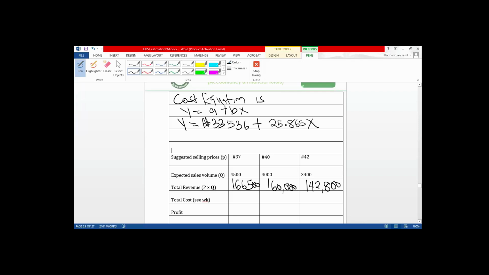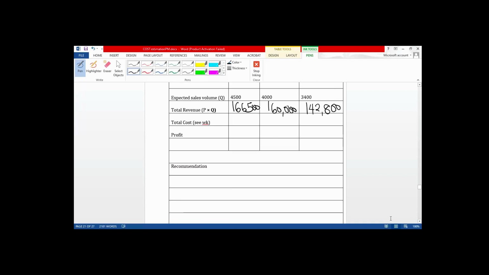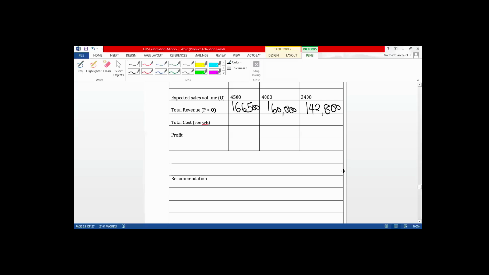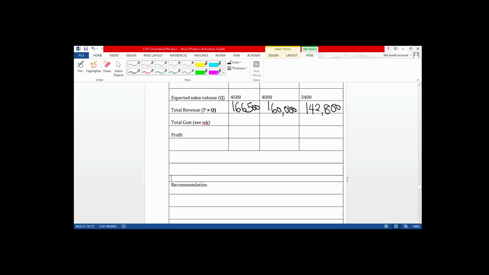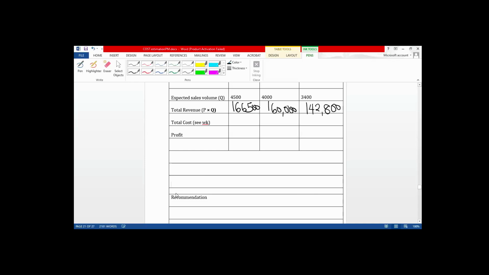Now let's get total cost. Let me create more space here. There's always need for more space. We are going to get total cost for each of the prices. All right, let's go to it.